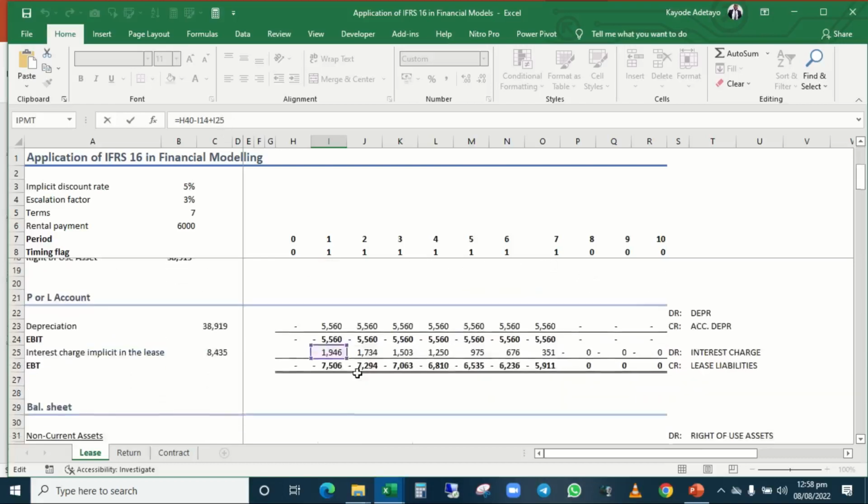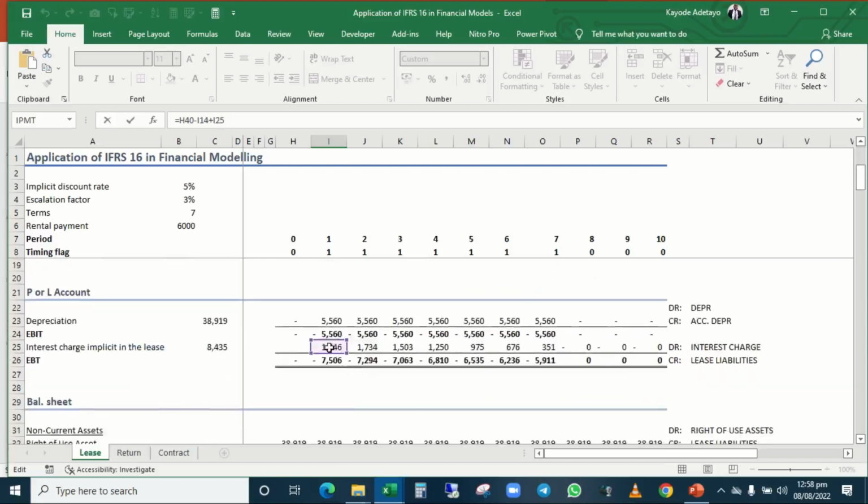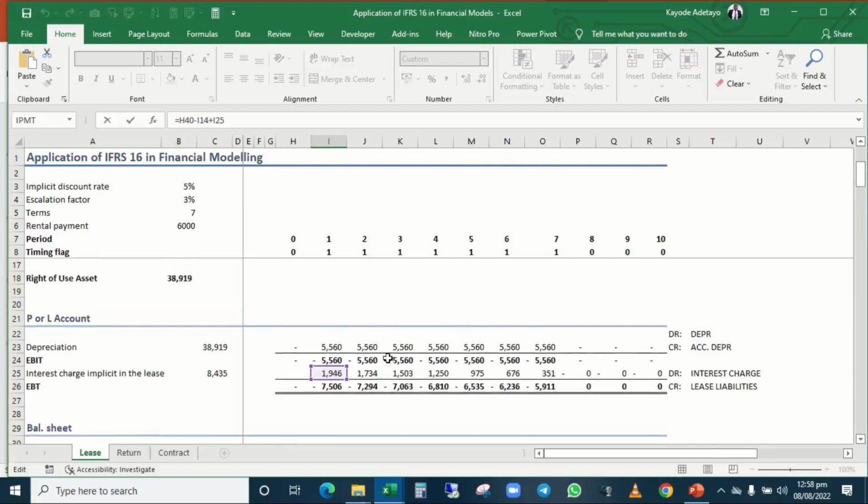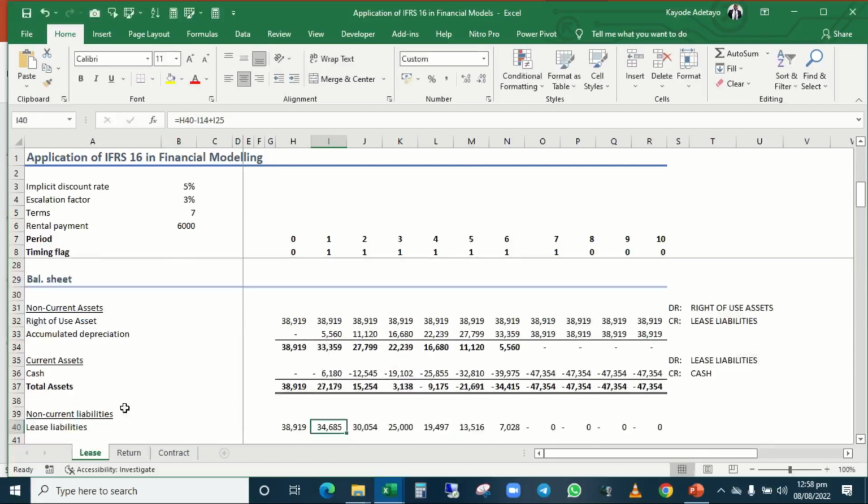The interest charge that we got is this, because inside the lease payment you have the interest charge embedded in it already. So you need to only add the principal to the value of the lease liability at the beginning of the lease. So that's how we determine the balance of the lease liability.